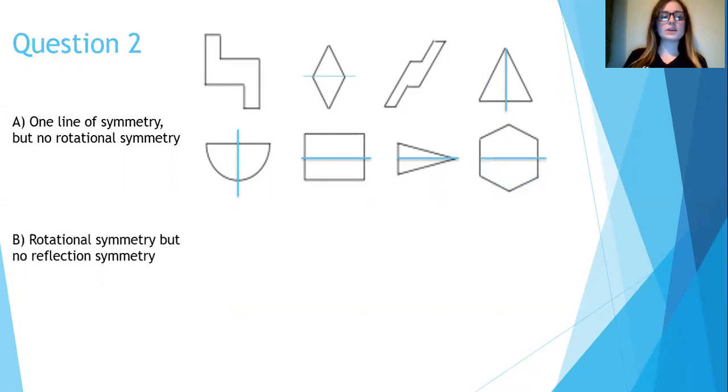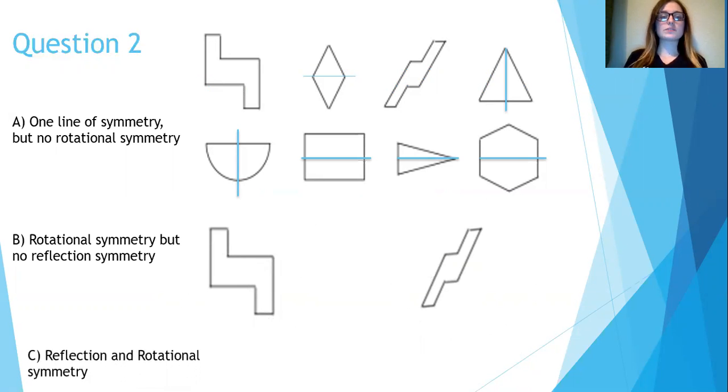For part B, we have to figure out which shapes have rotational symmetry but no reflection symmetry. So this shape has rotational symmetry because it can be rotated 180 degrees and look like this exact same shape. This shape can also be rotated 180 degrees and look like this exact same shape.